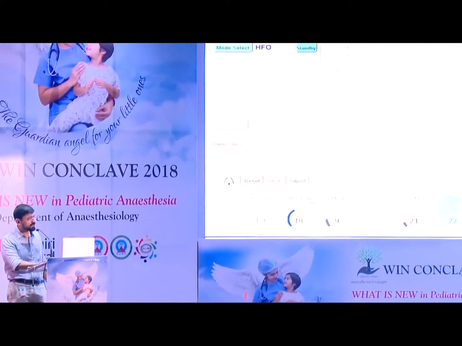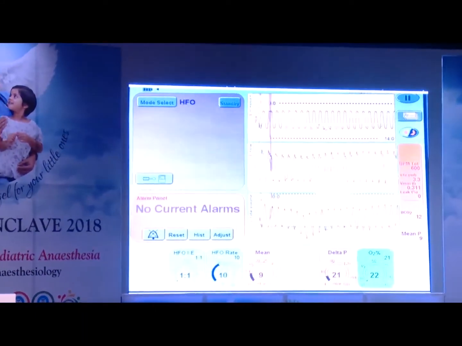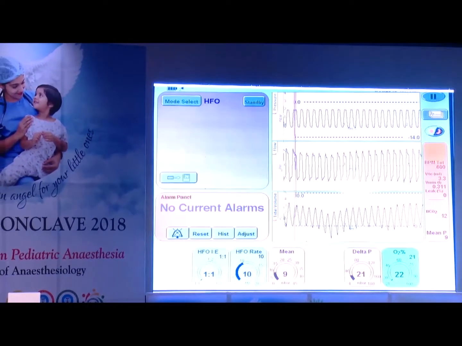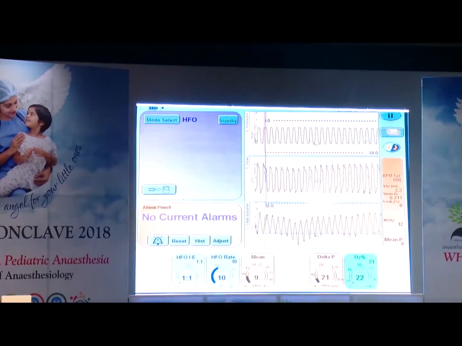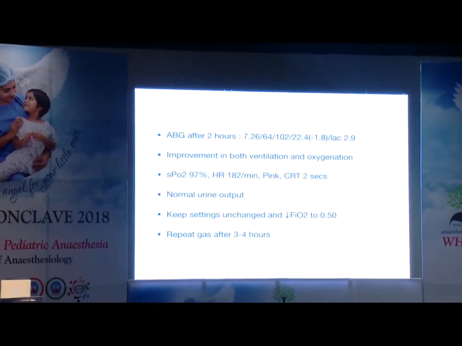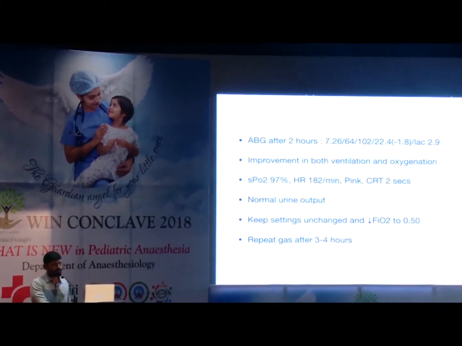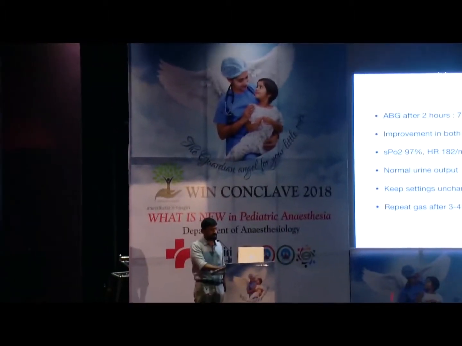So this is the SLE 5000, this is on conventional ventilation, and this is on the high frequency ventilation with the frequency, MAP and delta P displayed in the panel below. So the ABG after 2 hours shows an improvement. The pH is 7.26, PCO2 is 64, oxygenation is excellent.